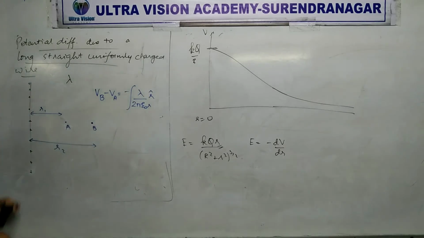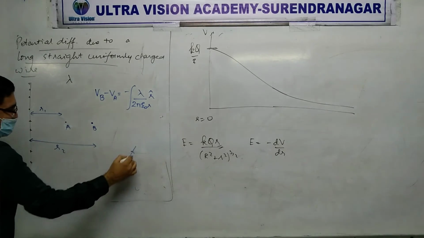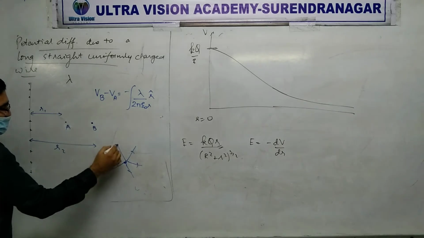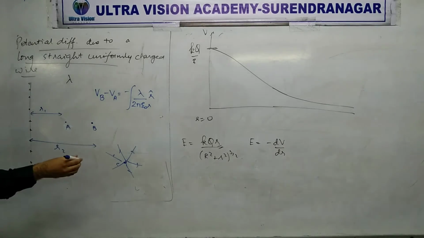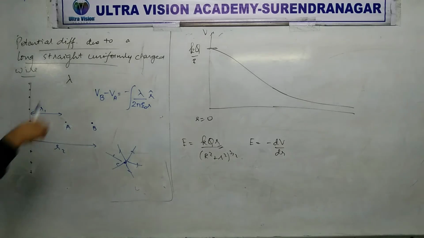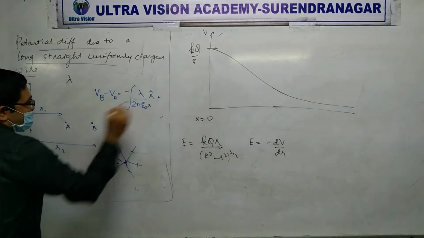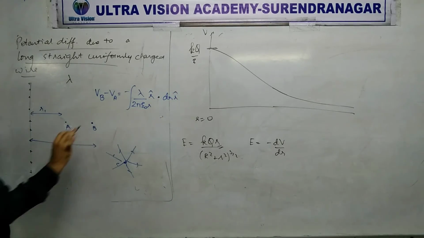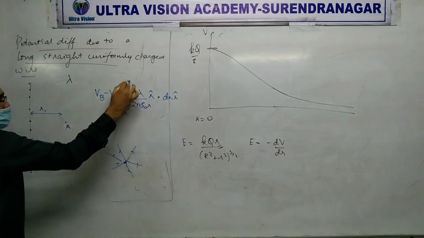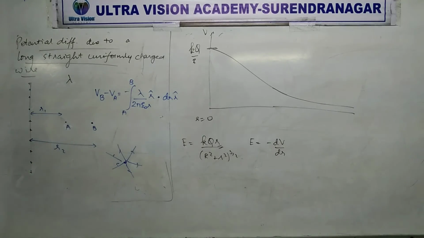Did you understand? r hat means going radially away. The electric field comes out from the wire in all directions, do you remember that? So we get E dot dr vector, which is E r hat dot dr r hat, so r hat dot r hat is 1. We have to do the integration from A to B. Is that clear?